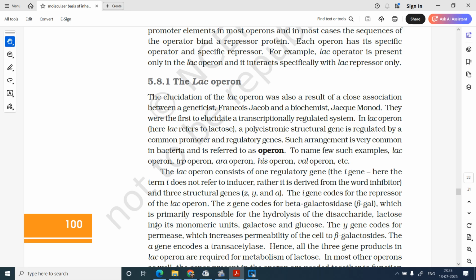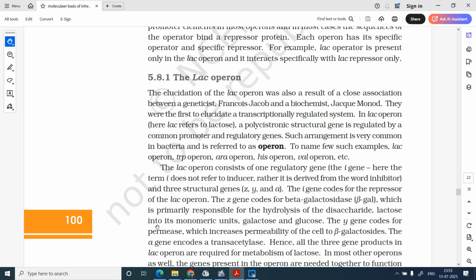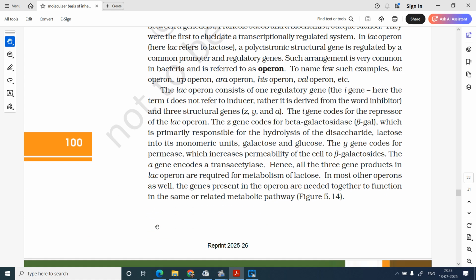The lac operon consists of one regulatory gene, that is the i gene. Here, the term i does not refer to inducer. Rather, it is derived from the word inhibitor. And there are three structural genes: z, y, and a. The i gene codes for the repressor of the lac operon. The z gene codes for beta-galactosidase, which is primarily responsible for the hydrolysis of the disaccharide lactose into its monomeric units, galactose and glucose.